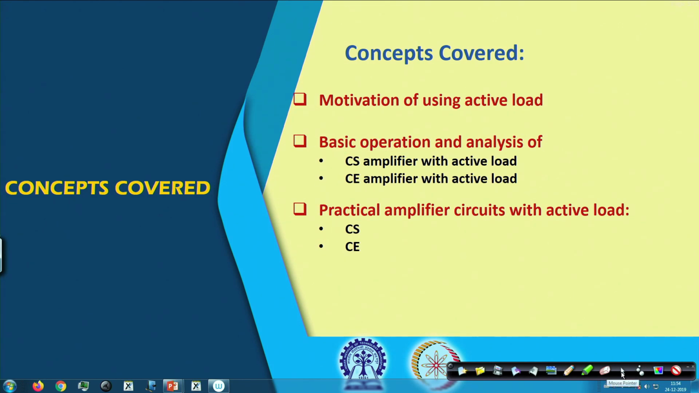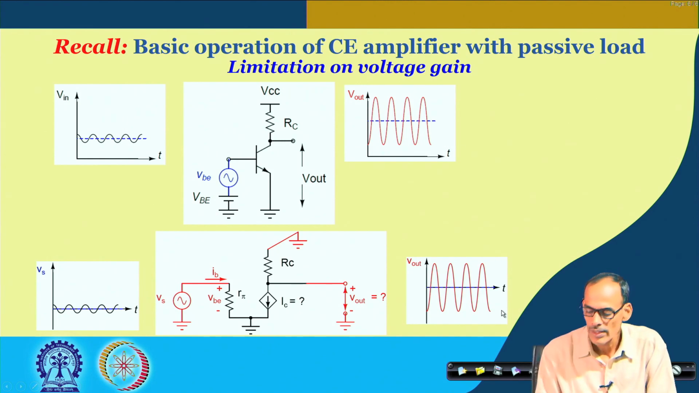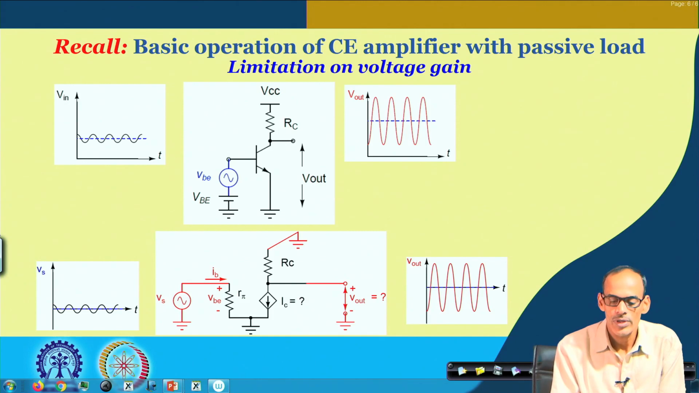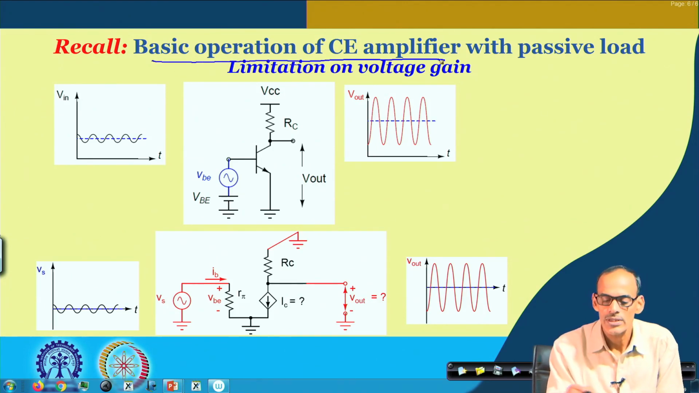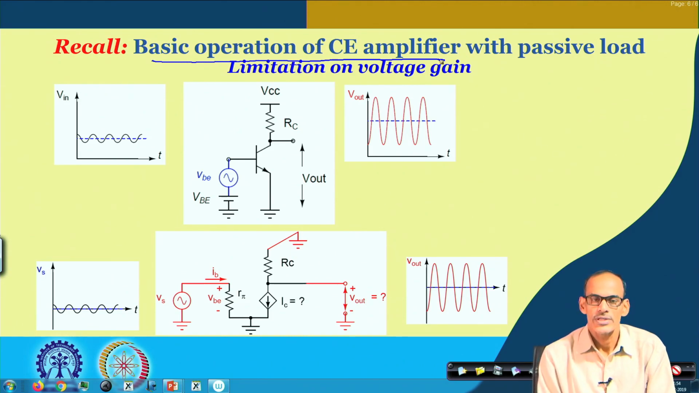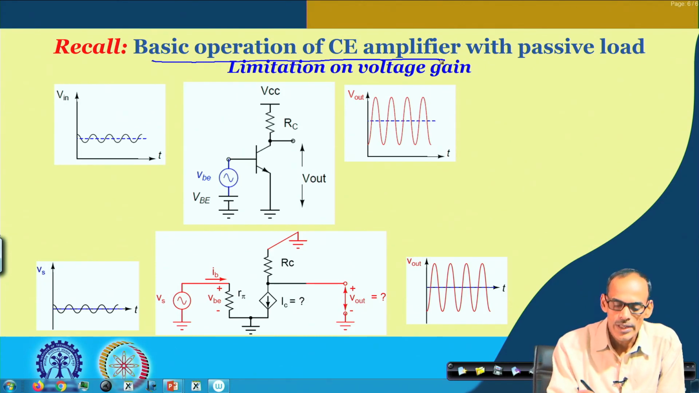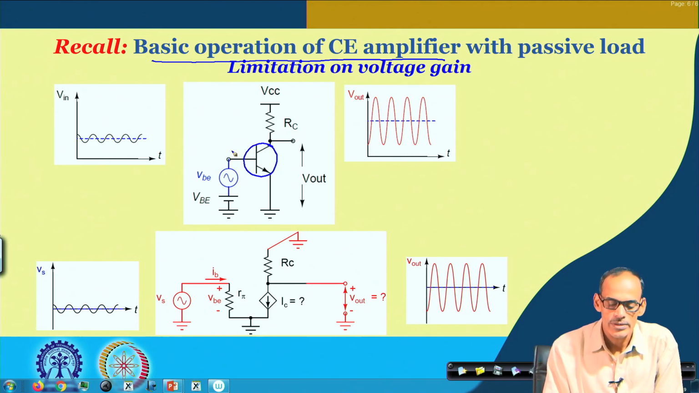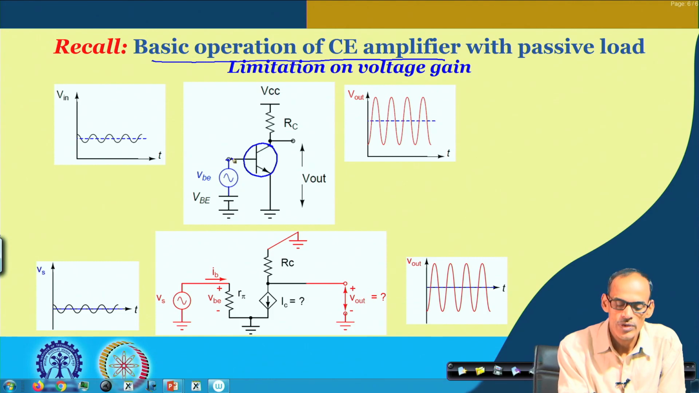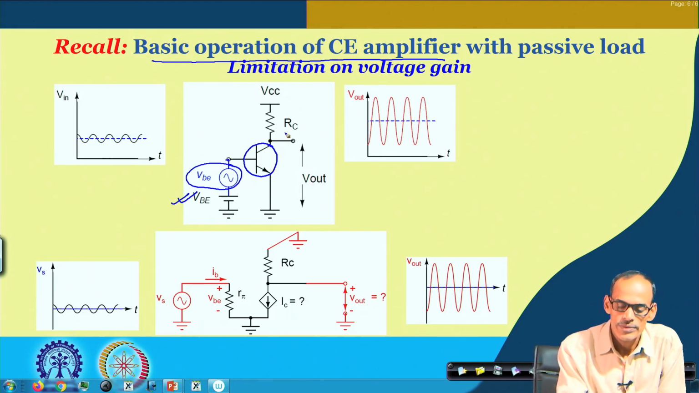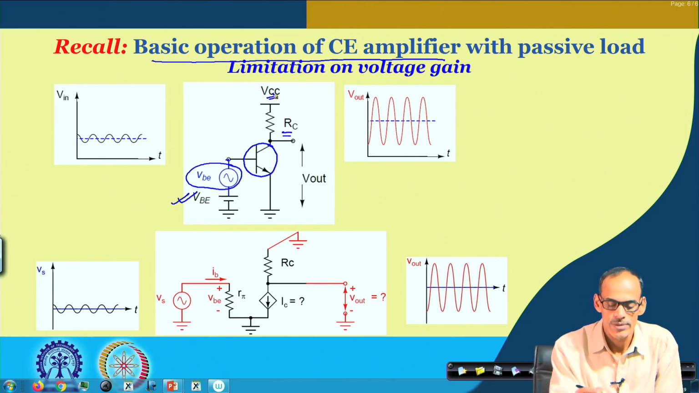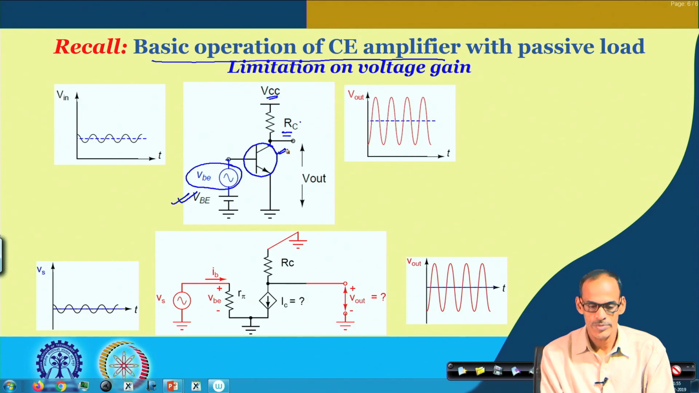So, to start with, let us go for the motivation of going for active load. This is a recapitulation of what we know about the CE amplifier, and the basic operation of the CE amplifier, just to see what its limitation on the voltage gain is. If you recall, this is the main amplifying transistor, and at the input we feed the signal along with the DC component, so that the transistor is in the active region of operation. In addition, we also have RC connected from the collector to the supply voltage VCC, and this connection is such that the transistor is in the active region.